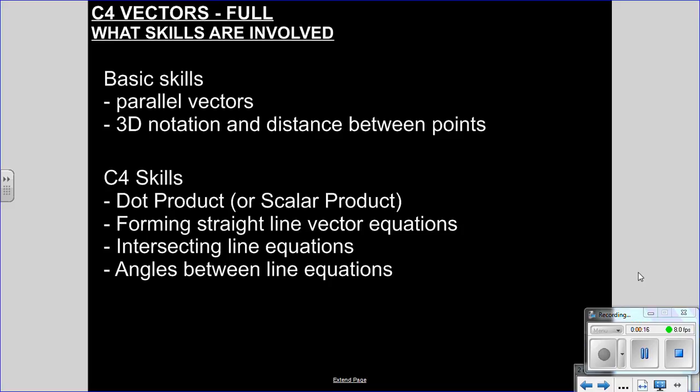Hopefully you watched the basics, and that we got up to a point where we were describing vector line equations and how that worked. We're going to go back over that in a second just to recap and see how that works in Autograph.